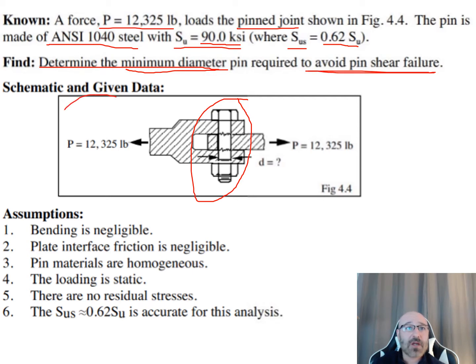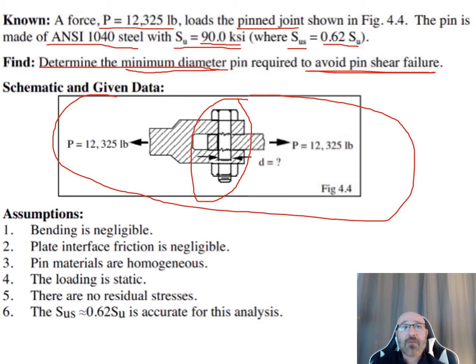So we look at our given diagram, and we can say, okay, I have this external load. Now I know the value. That's the main difference in this problem, kind of working in reverse. And this is 12,325 pounds. And I'm trying to find now the diameter of the pin based upon the fact that I know the material as well. So what are the assumptions we can make within this one here?